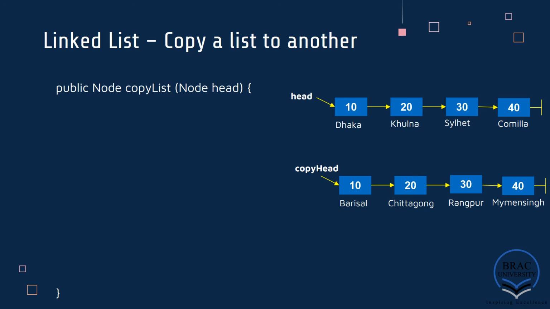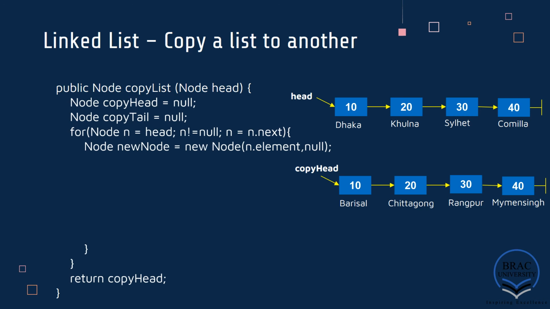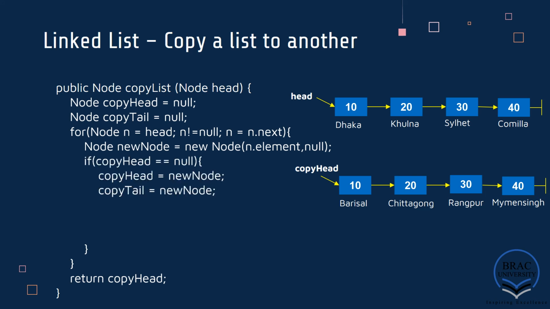So how can we do it? The approach is similar to the previous one, where we created the list from an array. We have to have a copy head and copy tail. We just name them so that we can understand what we are doing. I have to go through the given list, which is the loop here, where we have node n equals head, n not equals null, and n equals n.next, and I'm creating my nodes. Node newNode equals new Node(n.element, null).